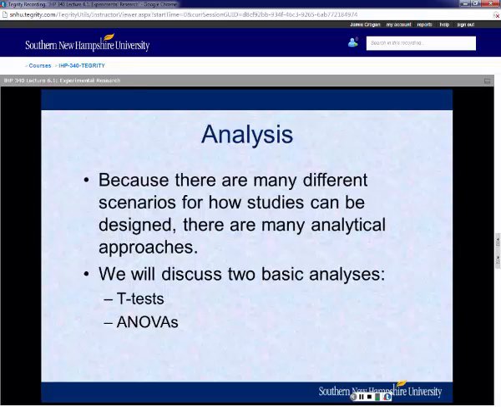And there are many different scenarios for how studies can be designed, and so there are many analytical approaches. In this class, we are going to focus on two basic sets of analyses. These are going to be t-tests and ANOVAs, and ANOVA stands for Analysis of Variance.